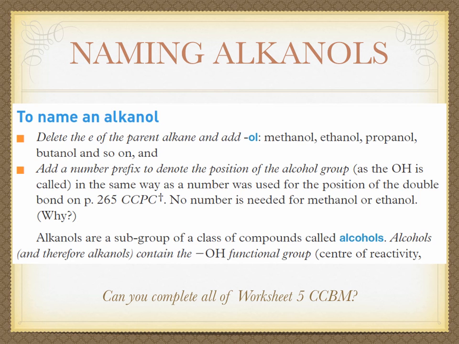You also add a number prefix, that's a number before it, to show the position of the alcohol group. We do this in the same way that was used for the position of a double bond. Now, no number is needed for methanol or ethanol, that's because you can only ever put it on carbon 1. So for example, if you had a hexane and you changed it to hexanol and the hydroxide was on the third carbon, you would call that 3-hexanol. Very, very straightforward. Worksheet 5 of Conquering Chemistry Blackline Masters is very appropriate at this point. You need to get that done.